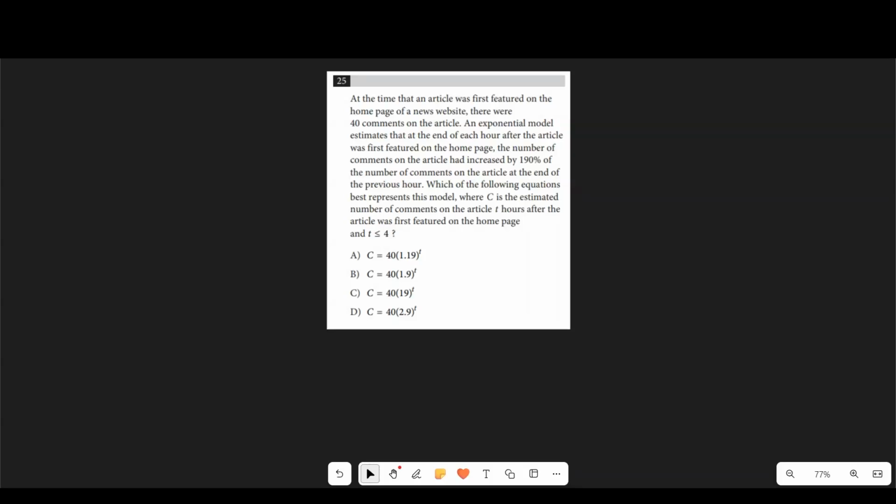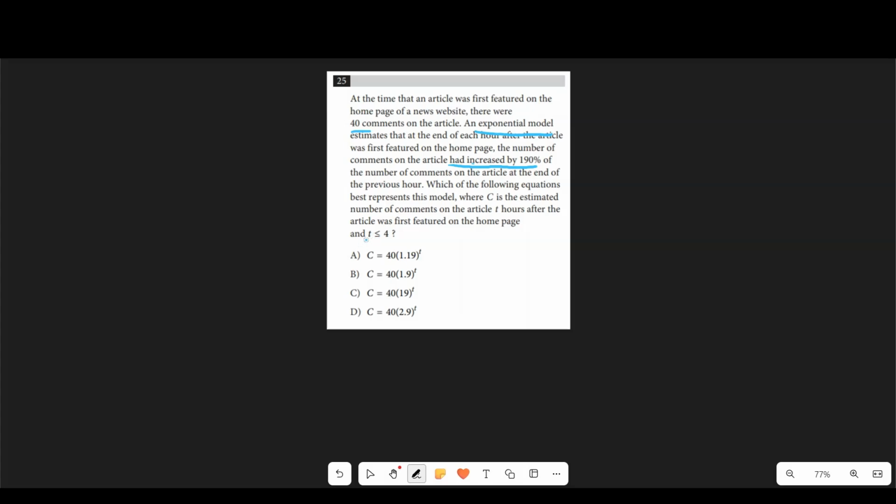This is a question from the 2024 Test Bundle 6 official from the College Board website. Let's get into it. At the time that an article was first featured on the homepage of a news website, there were 40 comments on the article. An exponential model estimates that at the end of each hour after the article was first featured on the homepage, the number of comments on the article had increased by 90% of the comments on the article at the end of the previous hour. Which of the following equations best represents this model, where C is the estimated number of comments on the article T hours after the article was first featured on the homepage, and T is less than or equal to 4.